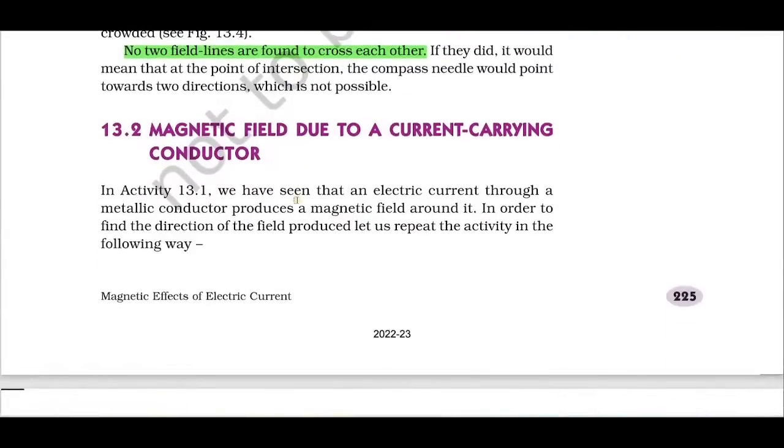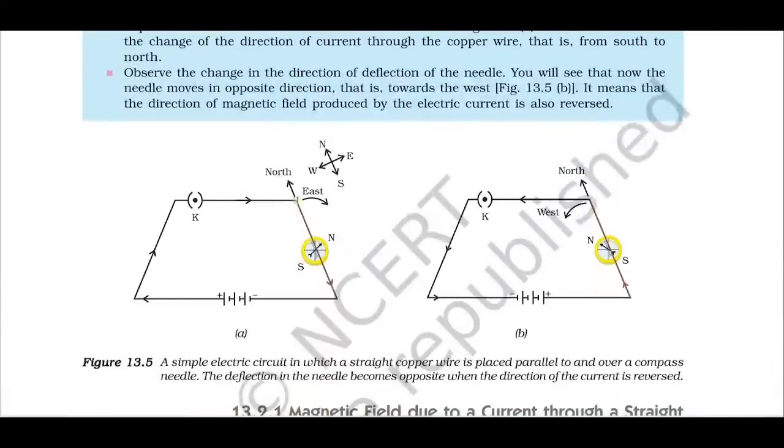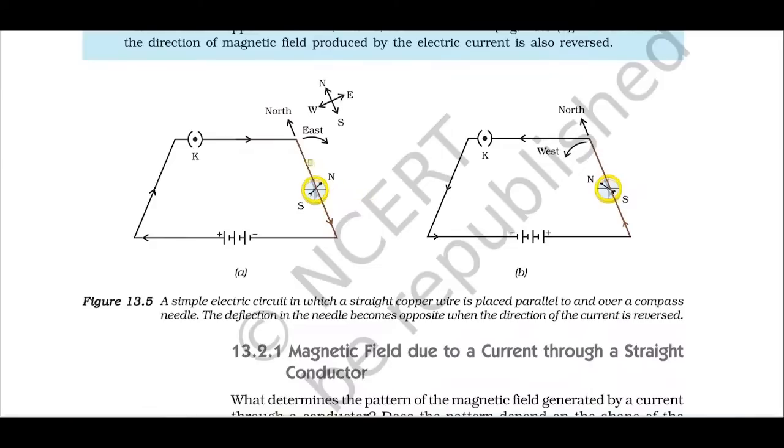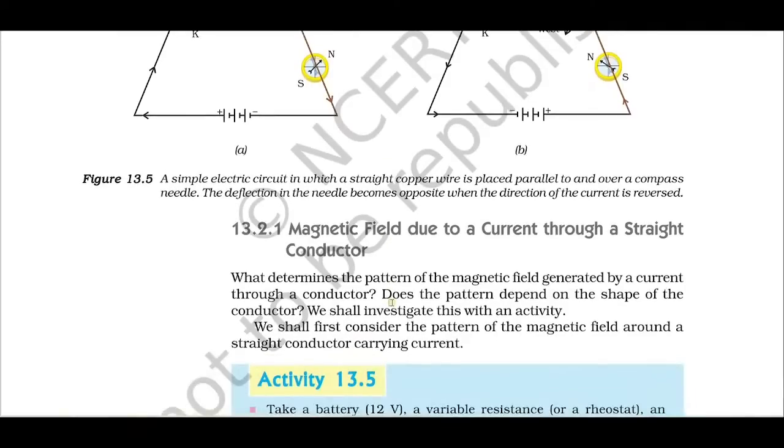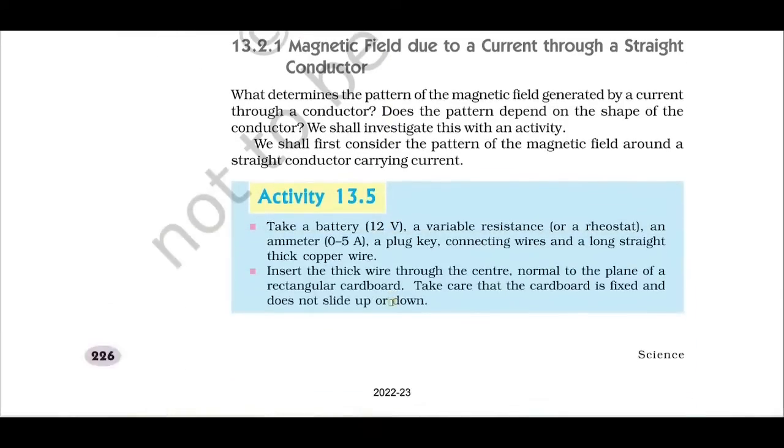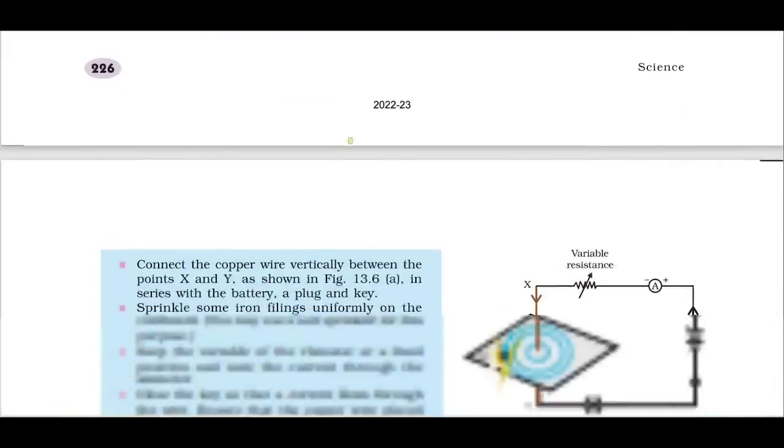Now we'll see the magnetic field due to a current carrying conductor. First, if the direction of the electric current is towards the south, that means the compass shows the deflection towards the east. In case it is in the opposite direction, the compass shows the deflection towards the west. So, the magnetic field due to a current through a straight conductor.